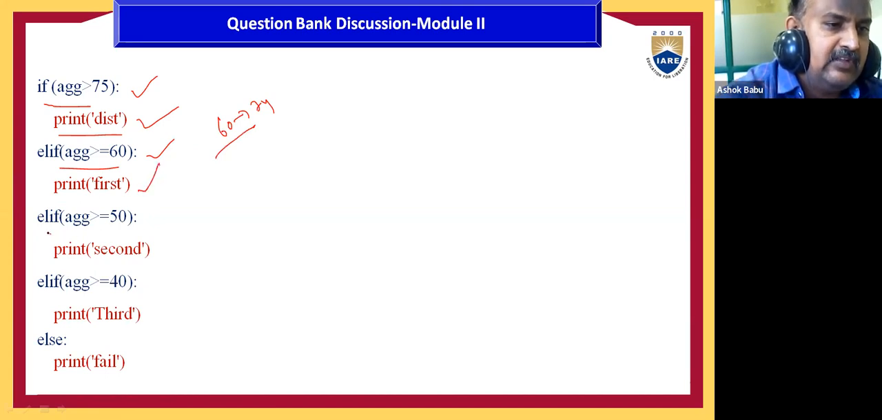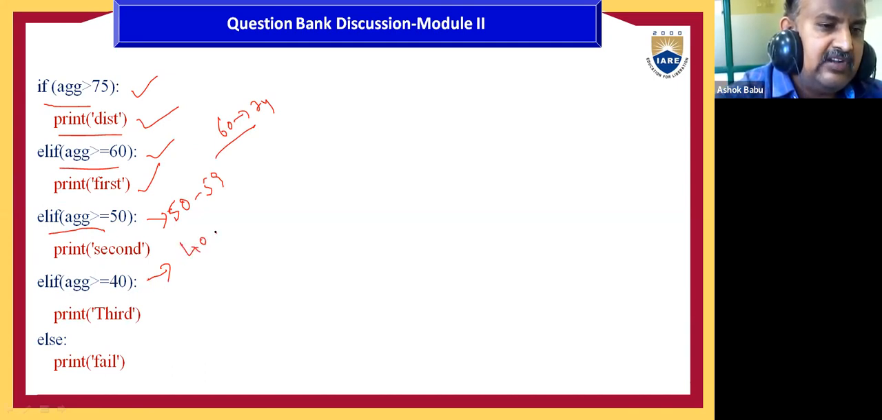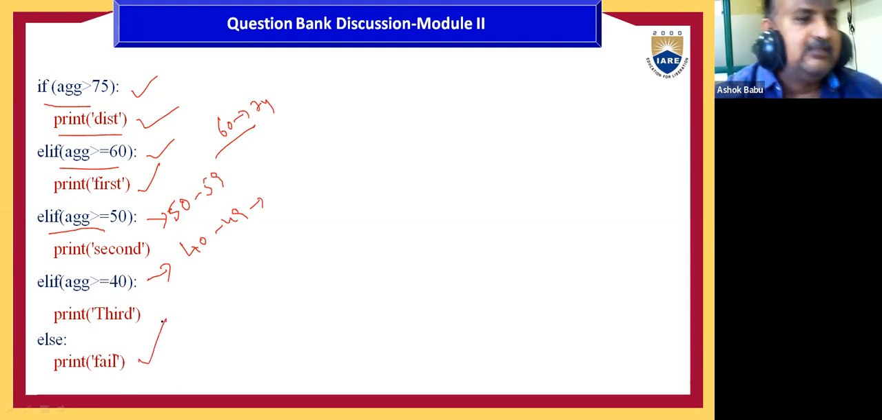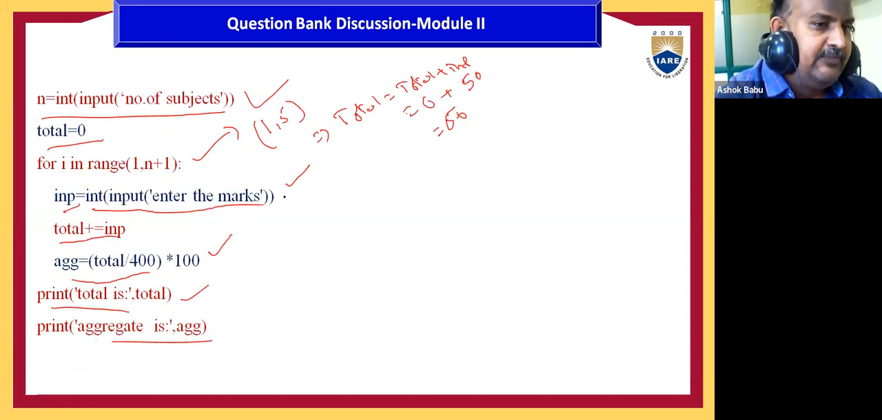Next one, if aggregate is greater than or equal to 50, it will consider the range from 50 to 59. Then we need to print second class. If aggregate is greater than or equal to 40, it considers the values from 40 to 49. We need to print third class, else print failed. So simple logic. The problem is also simple. There is a program. Please go to the program once and please note the program also.